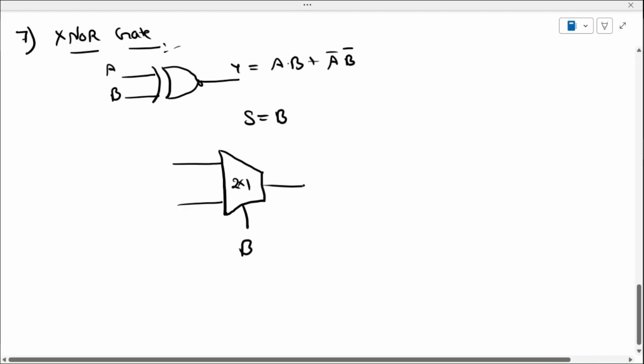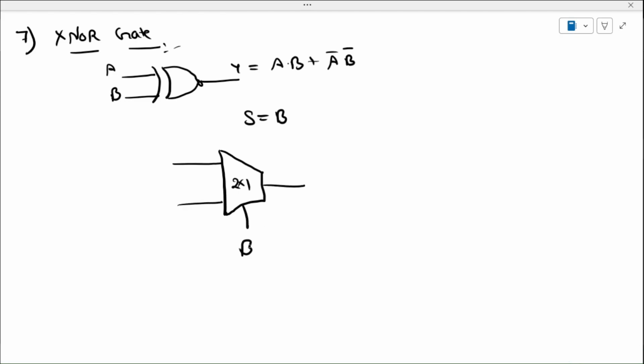In this case, B bar, when B is 0, B bar will be transferred. So I0. So with B bar, there is one variable called A bar. When my select line is 1, this variable will be transferred, that is A. From A bar B bar plus A B is XNOR.